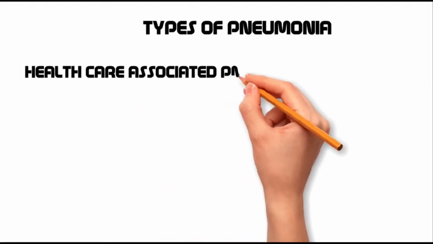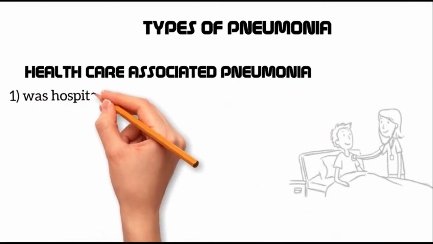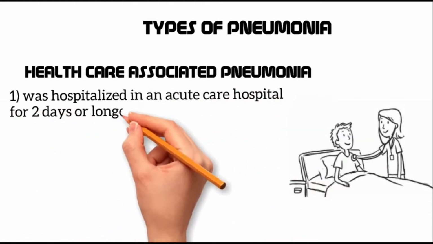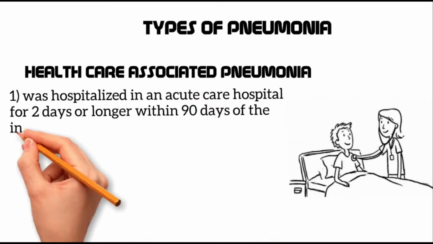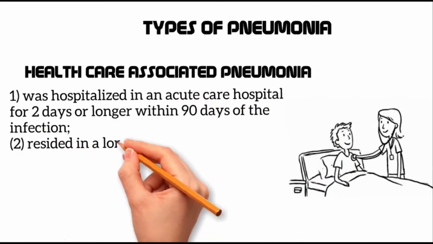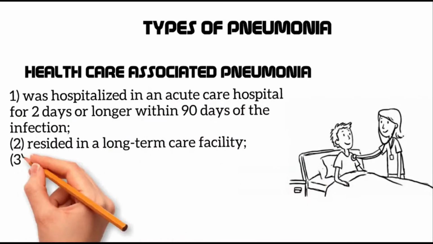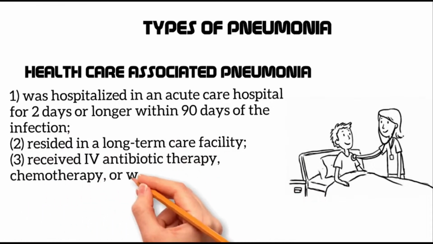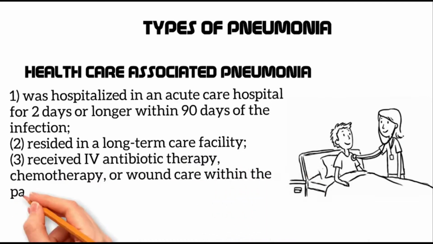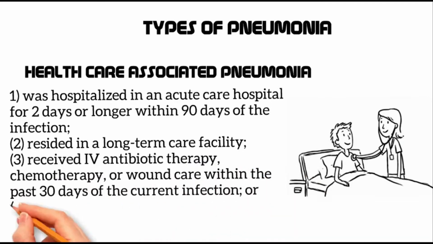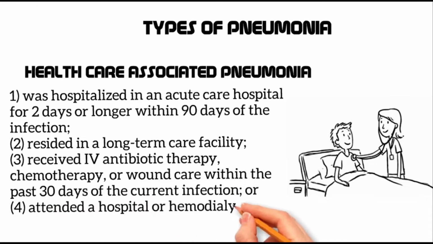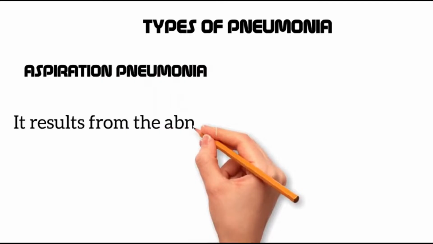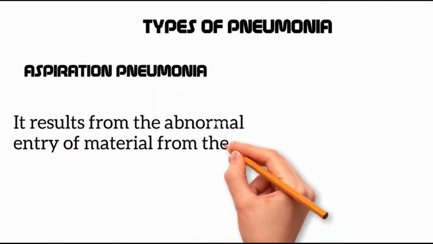Healthcare-associated pneumonia, HCAP, is a new onset pneumonia in a patient who: 1. Was hospitalized in an acute care hospital for 2 days or longer within 90 days of the infection, 2. Resided in a long-term care facility, 3. Received IV antibiotic therapy, chemotherapy, or wound care within the past 30 days of the current infection, or attended a hospital or hemodialysis clinic.